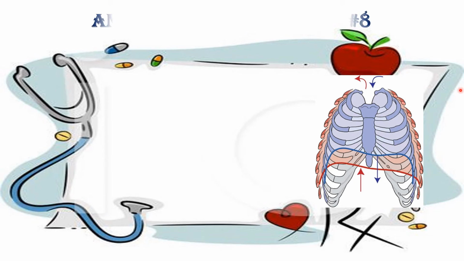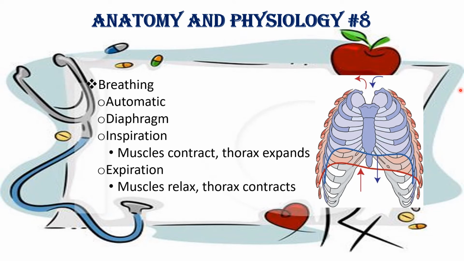Okay, moving on to the mechanisms of breathing. So we know that breathing is largely automatic. Okay, so it is controlled by the respiratory center in the brain, known as the brain stem, and it is mediated by the muscles of respiration. So the diaphragm is the primary muscle of inspiration.